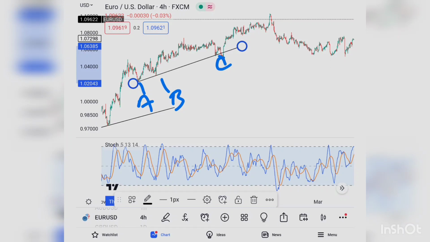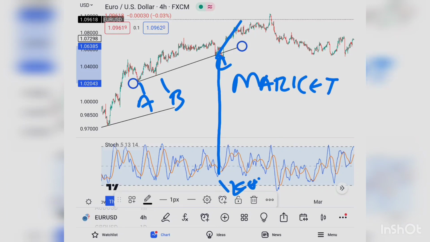So here there was a fake breakout, as we can see. So let's look where our stochastic was at. You can see that our stochastic here was at level 20, meaning that it's oversold, meaning that it's going to go up. Like what I've said guys, market structure in trading is key.